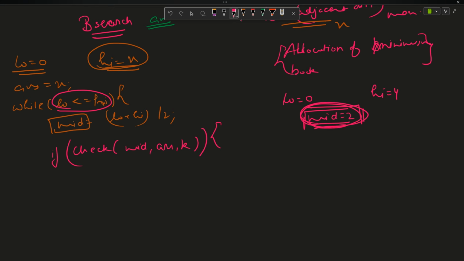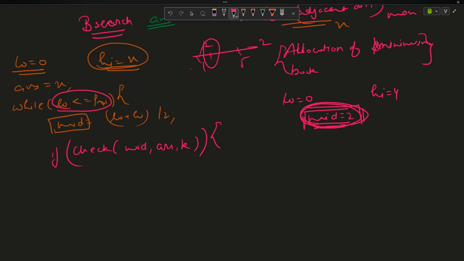If this 2 is actually attainable in the current scenario, that is 1, 5, 2, that is, if I am able to get a maximum distance of 2 by putting stations between 1 and 5, then your mid is a potential answer, right? So 2 is a potential answer here.